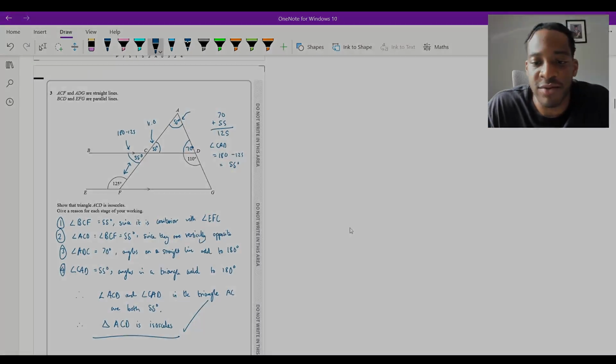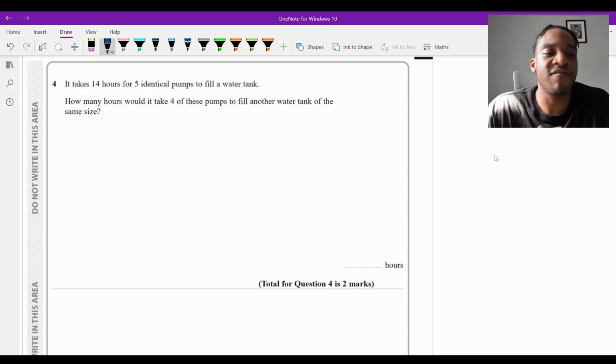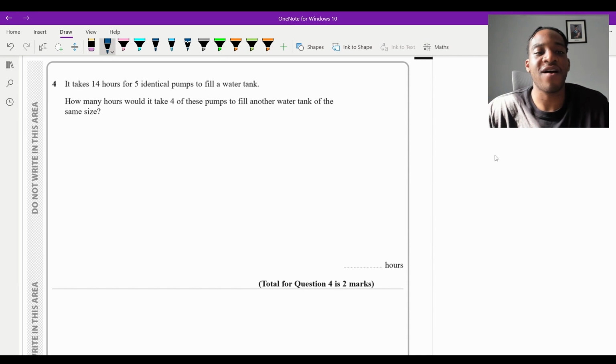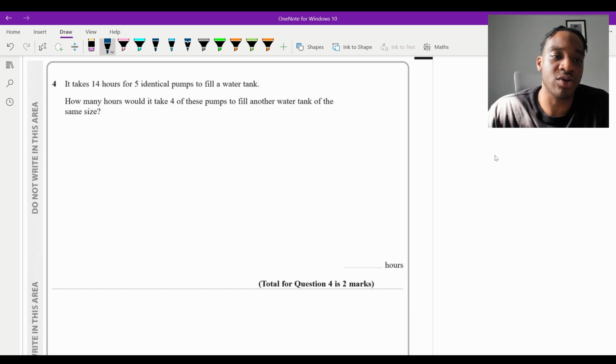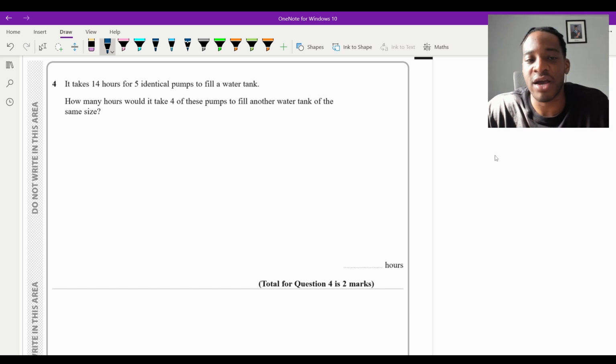And that's it. Brilliant. Okay, so question 4 says it takes 14 hours for 5 identical pumps to fill a water tank. How many hours would it take 4 of these pumps to fill another water tank of the same size, for 2 marks? Okay, now this type of question comes up a lot.